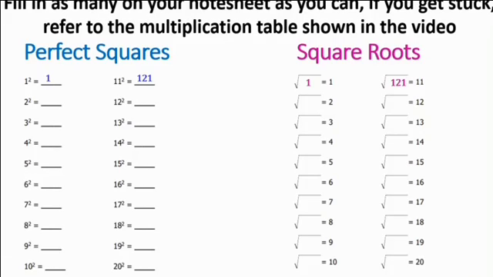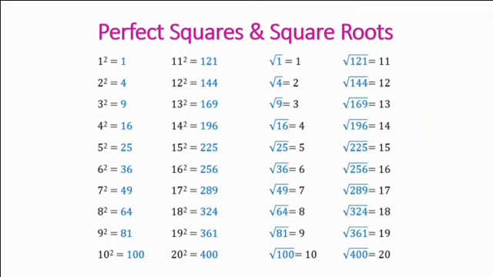Okay, so now that you're done, let's see how you did. Here are all the answers. Check your answers and circle the ones that you didn't remember. And you're going to have to make yourself some flashcards so you can remember these numbers. It is required for you to know or to memorize all your perfect squares up to 20. And then you'll need to know how to take the square root of those perfect squares.